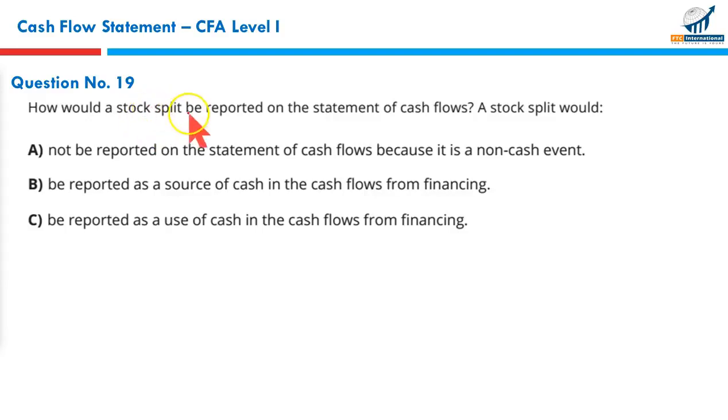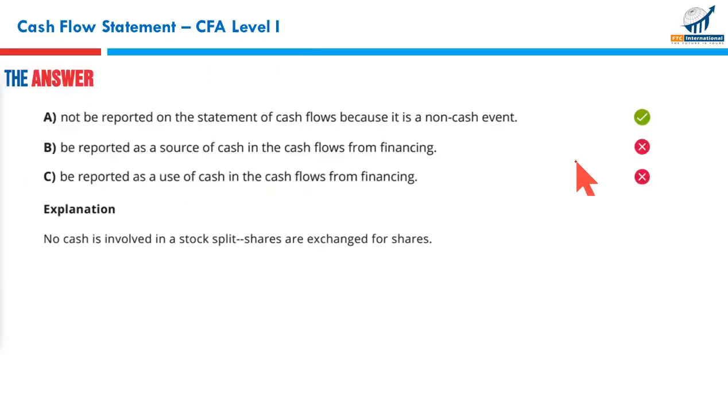Next, how would a stock split be treated? Stock split means you have a larger stock and you divide it into smaller denominations. Like you have a $100 stock and you split it down into 10 smaller denomination $10 stocks. It's a non-cash transaction. Splitting a stock into smaller denominations, or joining smaller denomination stocks into a larger one, is neither a cash inflow nor a cash outflow. There's nothing in it. A stock split would not be reported on the statement of cash flows because it is a non-cash event. It has no cash in and out. That's why A is the right answer, and A it is.